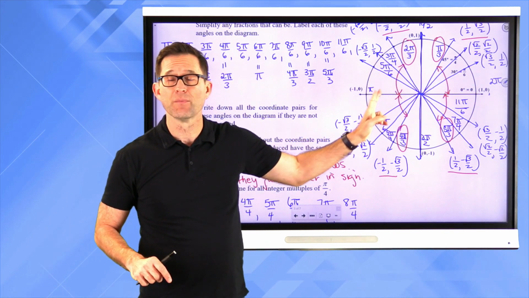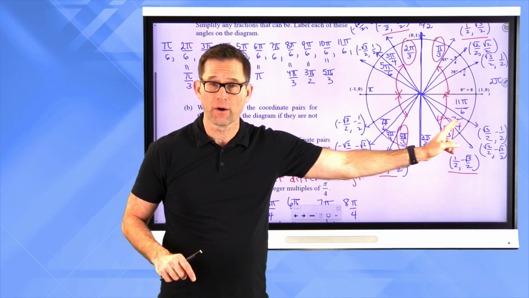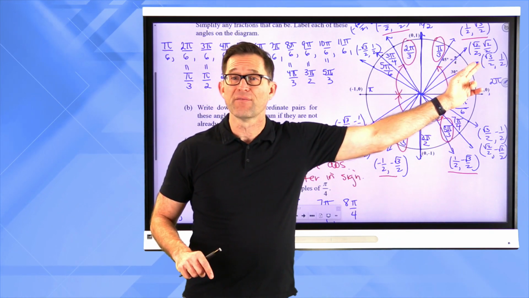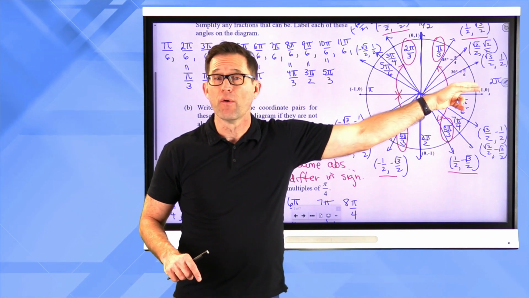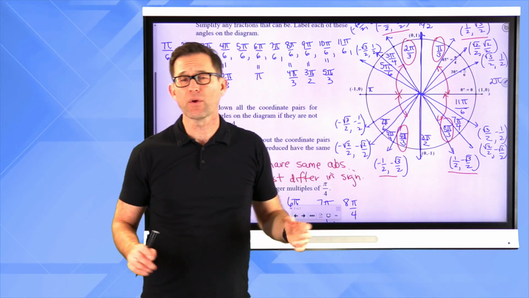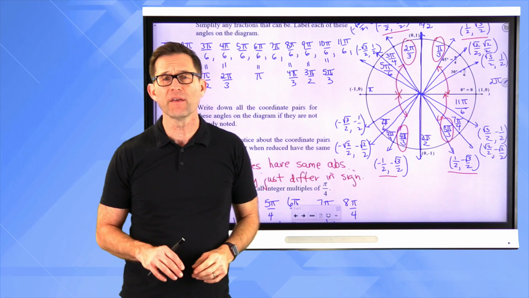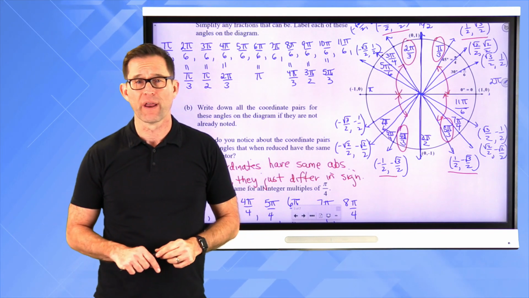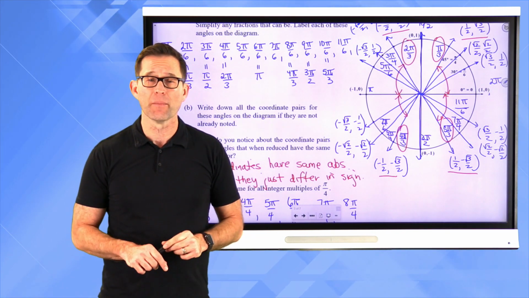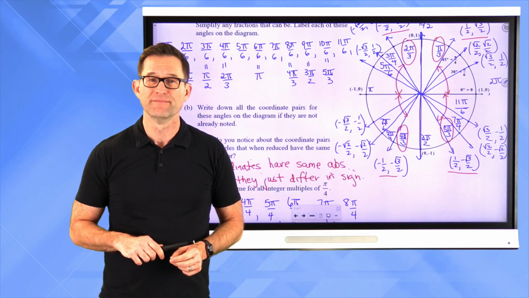And again, just like we pointed out in letter C, for any of these angles that are irreducible with denominators equal to 4, they all basically have the same coordinate pair, root 2 over 2, comma root 2 over 2. The only question is: is x positive or negative? Is y positive or negative? And that is all determined by what quadrant you're in.